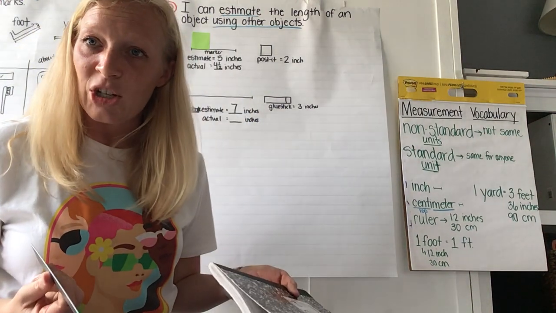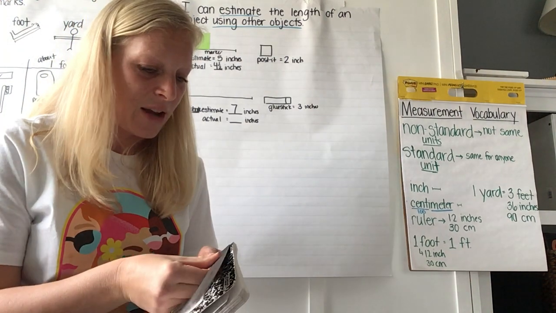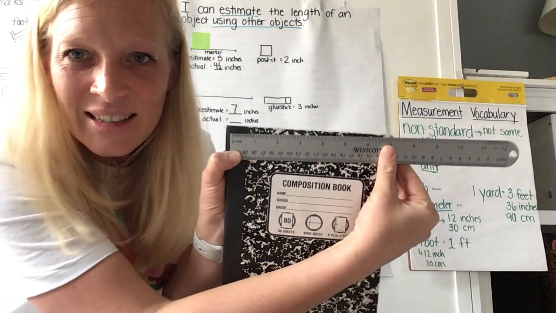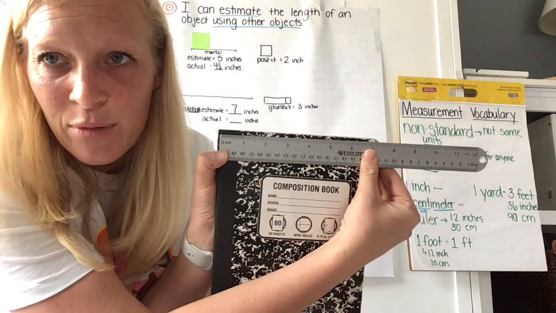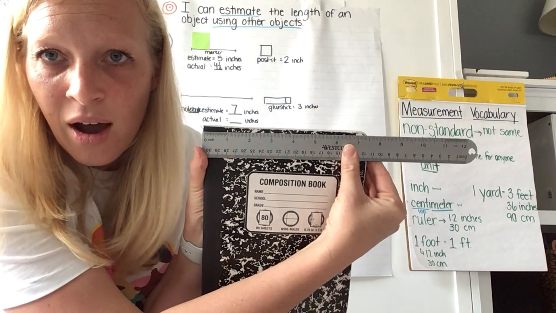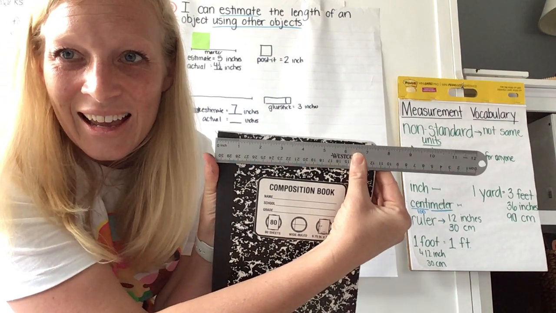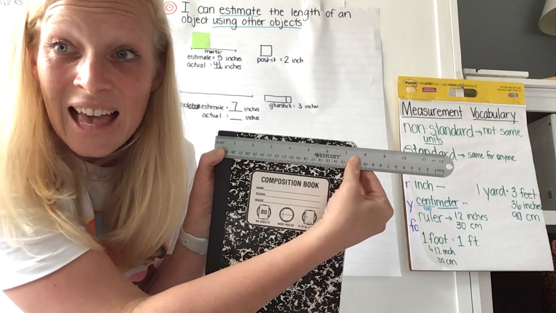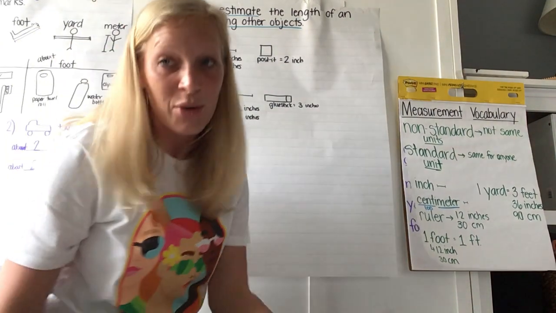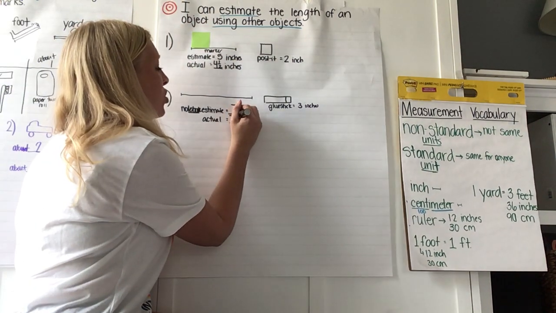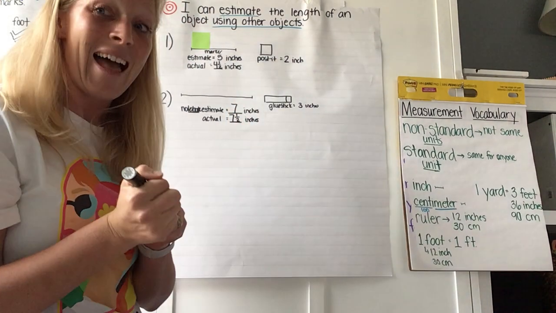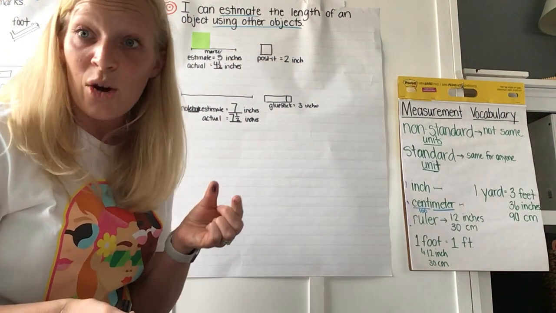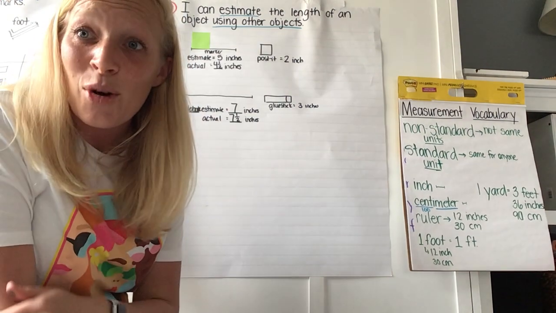Remember, it's important that we check because we want to make sure that our estimation is close. Aha, look at that, guys. Oops-a-daisy. Got so excited I moved it over to the side there a little bit. What do you notice? If I line that up right on my 0 and I go, it's about 7.5. That's pretty close. 7.5 inches. My estimate and my actual are very close together. So I know that it's a reasonable estimate.